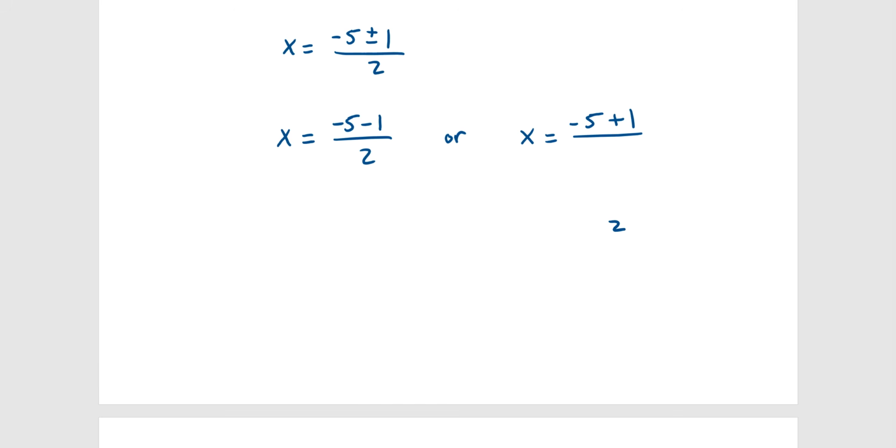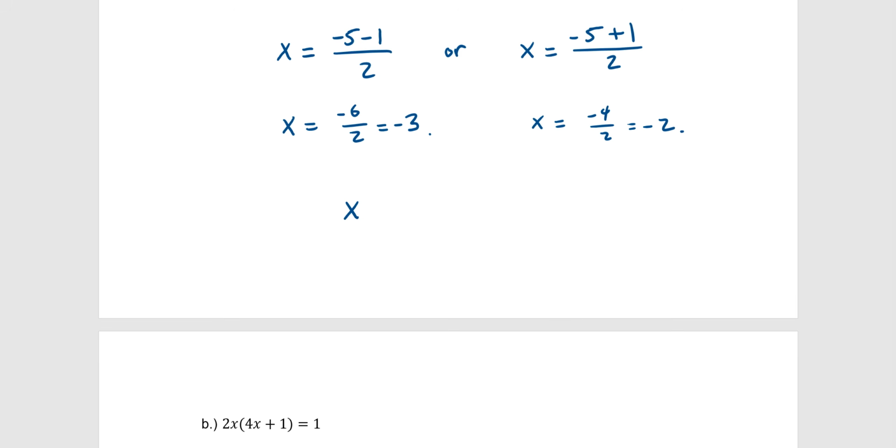So simplifying both of these separately now, we get x equals negative 6 over 2, which is negative 3, or we get x equals negative 4 over 2, which is negative 2. So these are our two solutions here. As a solution set, we get -3 and -2. Okay, so if you go back and look at the original question here, you recognize that you could actually factor this one, and you'd have gotten the same answer.